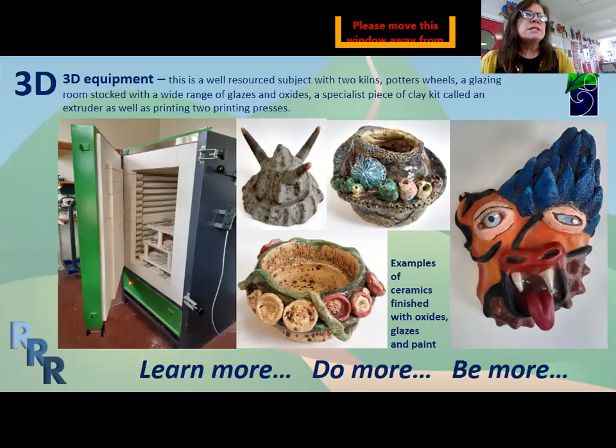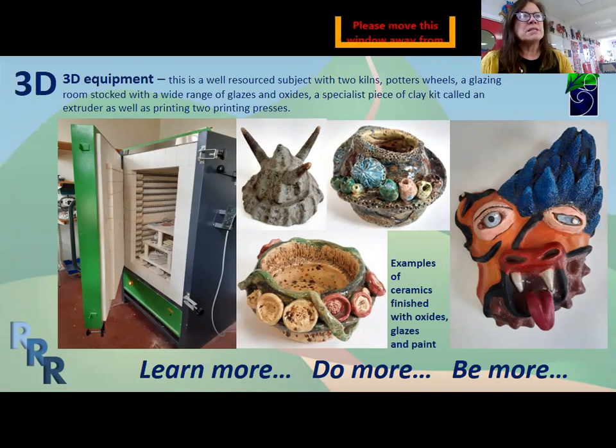3D equipment. So this is a really well-resourced subject and we have two kilns. We are very lucky to have two kilns. One of the kilns is on the screen there and that's our largest kiln. We have potter's wheels. We have a separate glazing room which is well stocked with a range of glazes and oxides. And we also have just recently bought a specialist piece of clay kit called an extruder, which I'm really excited about using in class.